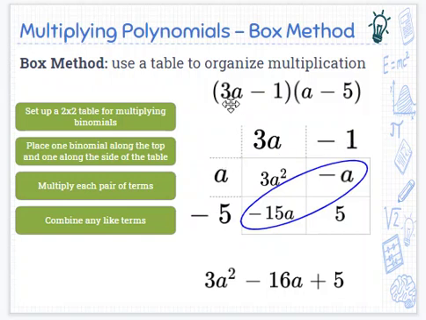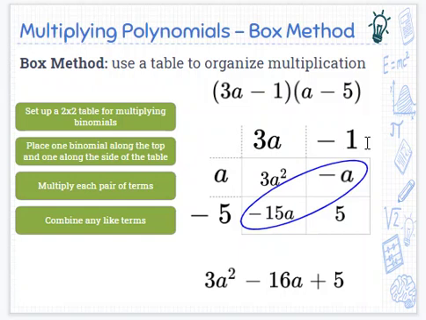So it doesn't matter how you line up. If you put the first binomial here or down here, second binomial could go here or down here. The most important part is these steps right here. So a times 3a, 3a squared. Notice again, a times a is a squared.